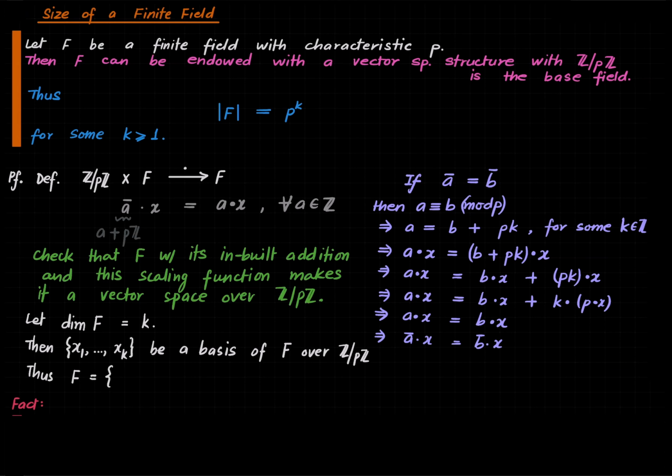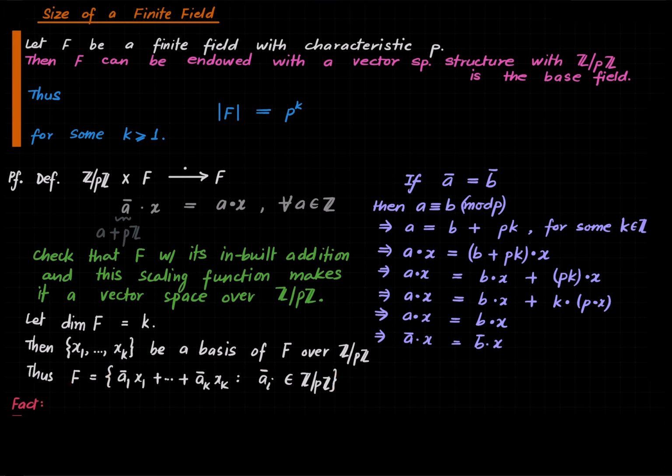What's the best notation? Let me write bar A1 bar X1 plus dot dot dot plus bar AK bar XK, where the bar AI are from Z mod PZ arbitrarily. So that's precisely the set F. This is the span of the basis, and therefore that is the same as the vector space.